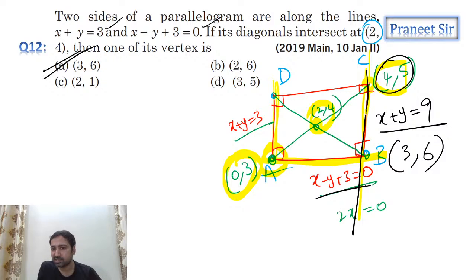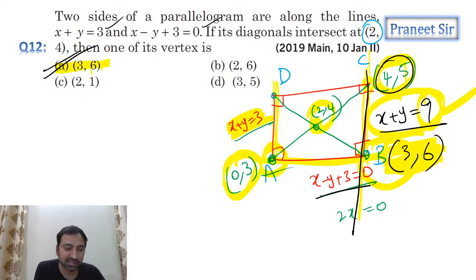And then I calculated this equation. How did I calculate this equation? This BC line is parallel to AD. So AD line already given as x plus y is equals to 3. It should be parallel to x plus y is equals to 3. So it should be x plus y is equals to some constant. But it passes through 4 comma 5. If you substitute this, that constant is going to be 9. So now if I solve these two AB and BC equations, I am getting 3 comma 6. So 3 comma 6 is there in the answer. That's it. That is the answer.